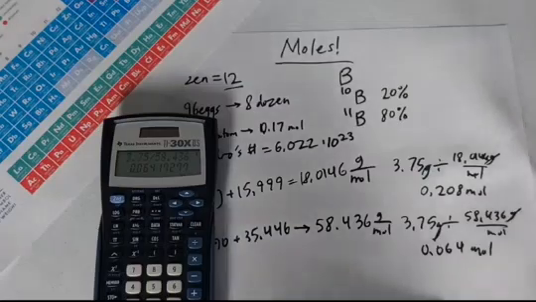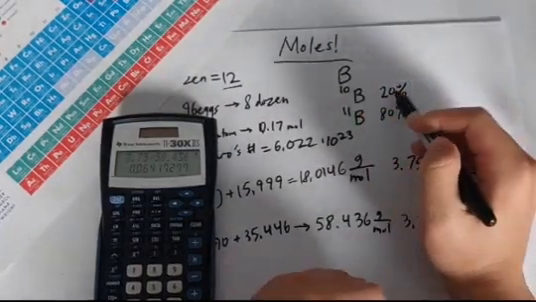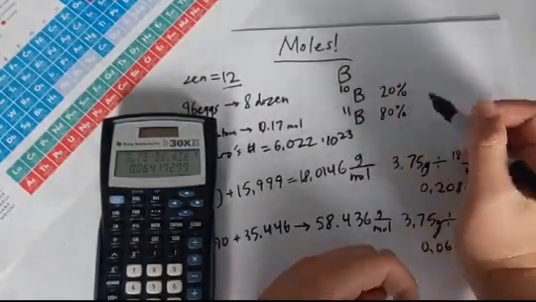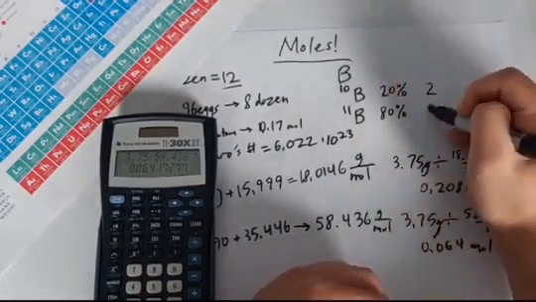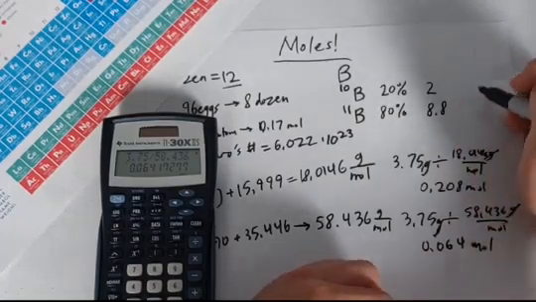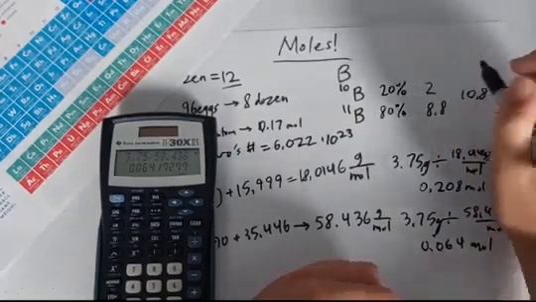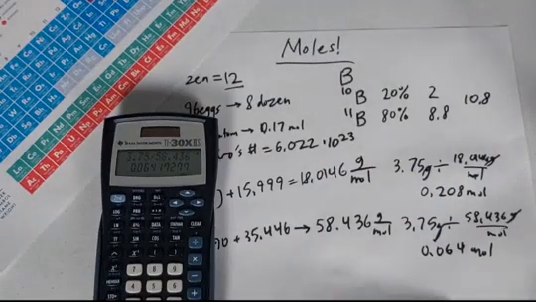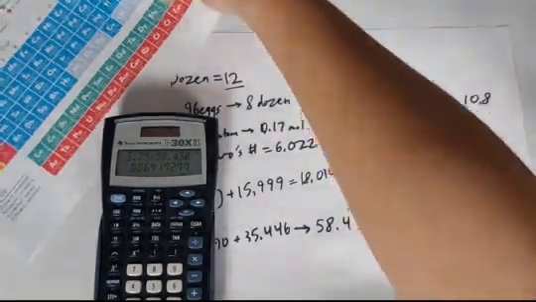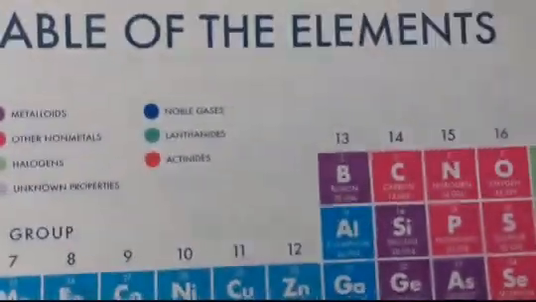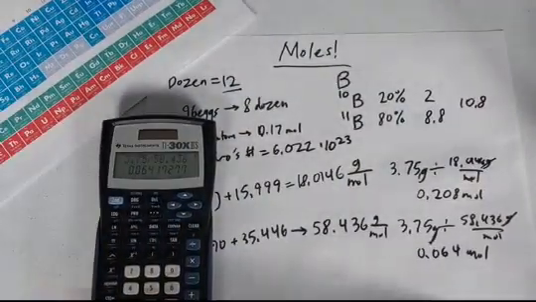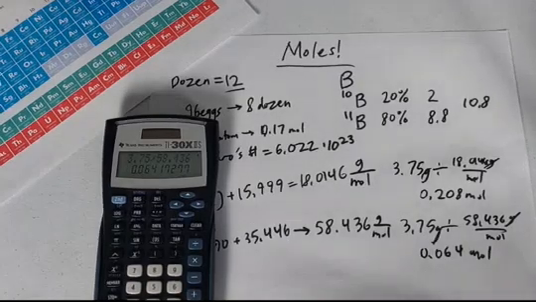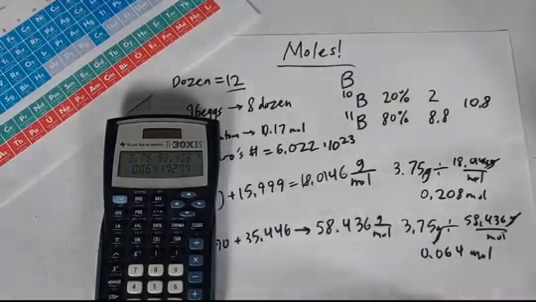The way you do this is simply by multiplying the mass number by the relative abundance. So if we multiply that, we get 2. Multiply these two, we get 8.8. And then we just add them up, we get 10.8. And as you can see on the actual periodic table, boron has a standard atomic mass of 10.8. This is how we find every other element on the periodic table as well.